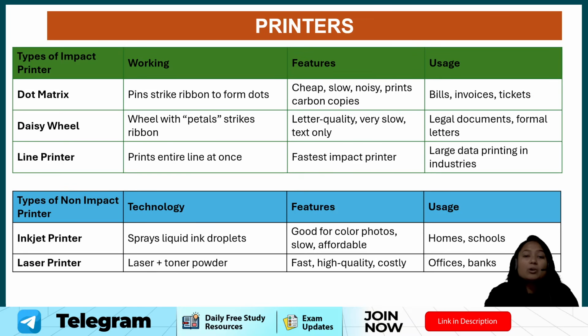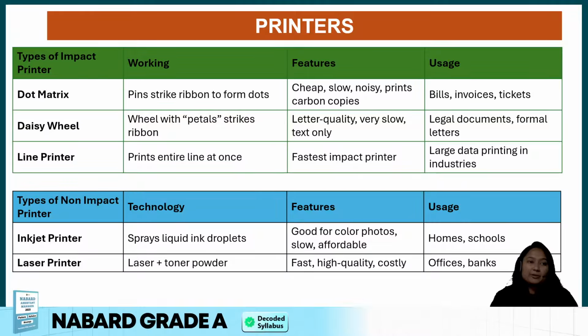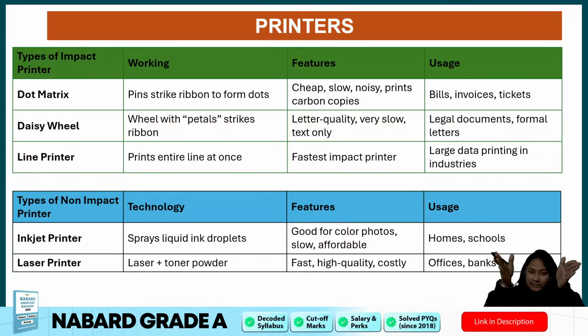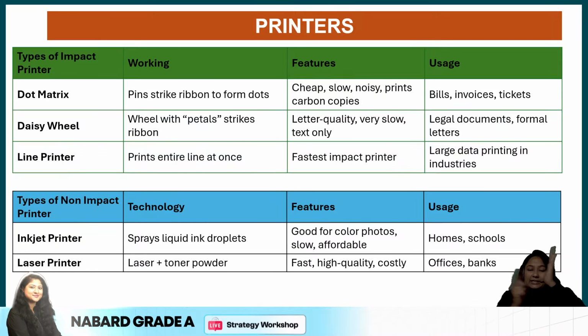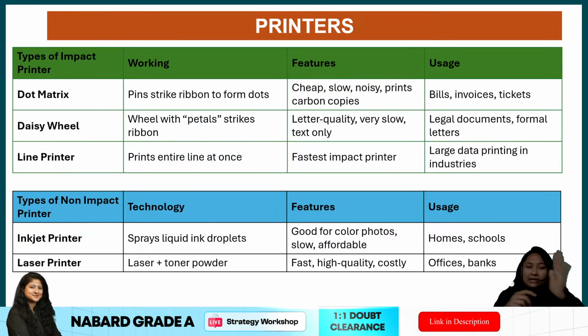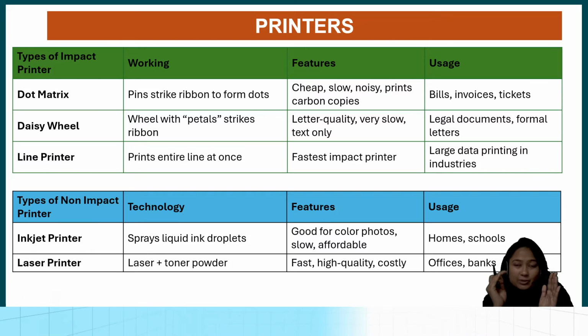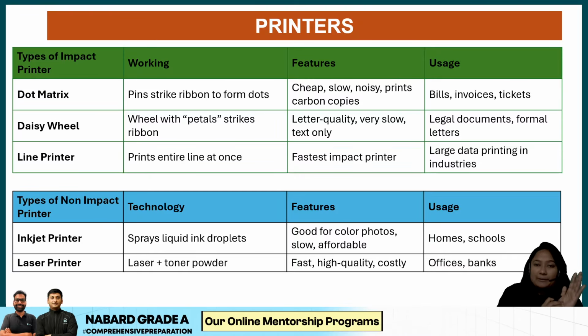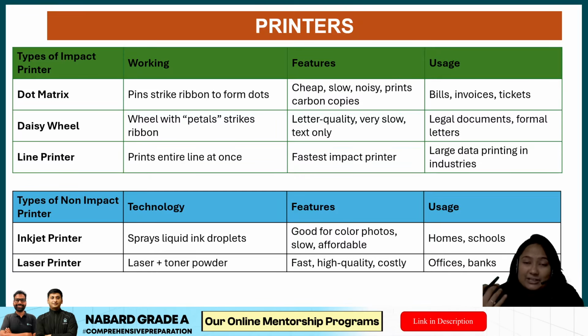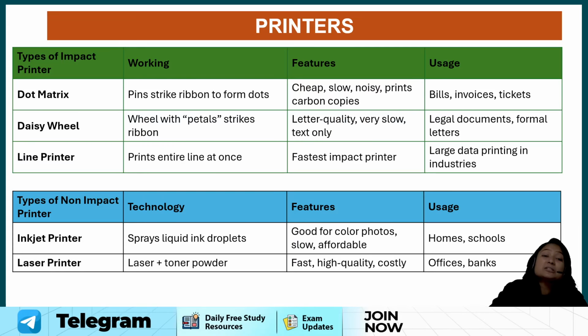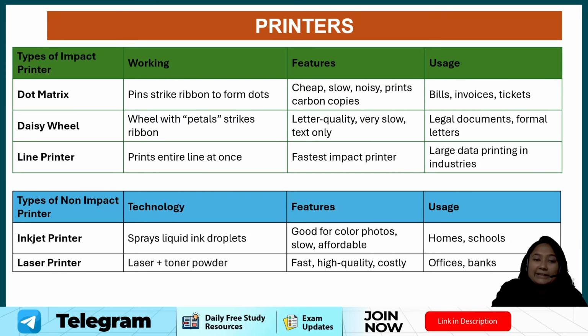Okay, now let's talk about printer. When we are talking about printers, we have two types: impact printer and non-impact printer. Impact printer means something is getting impacted, and what is this something? The paper and the ink head. The pen or the ink head that we have strikes the paper again and again. So that is why these are very cheap, very noisy, and very slow to print. That is why they have been replaced by the non-impact printer.